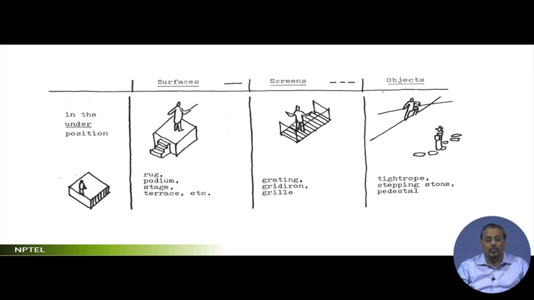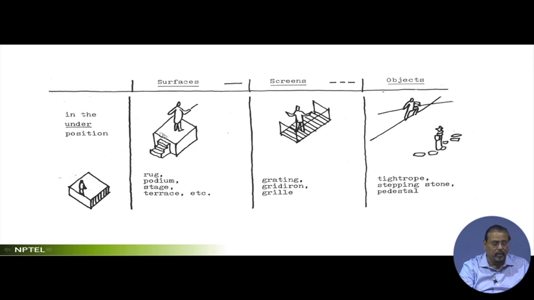So, basically, do you walk on the water, on the canal? No. But do you sail on the canal? If you do, you are on the boat, and the water is at the base. This is how you look at it. Okay. The point is, in the under position, the surfaces, screens and objects, what does it mean?